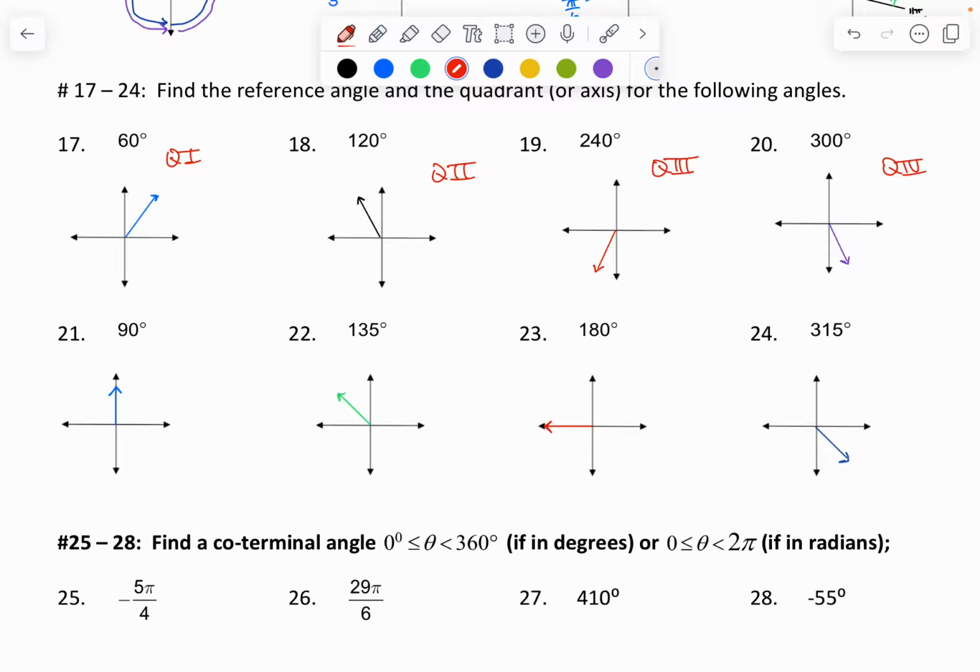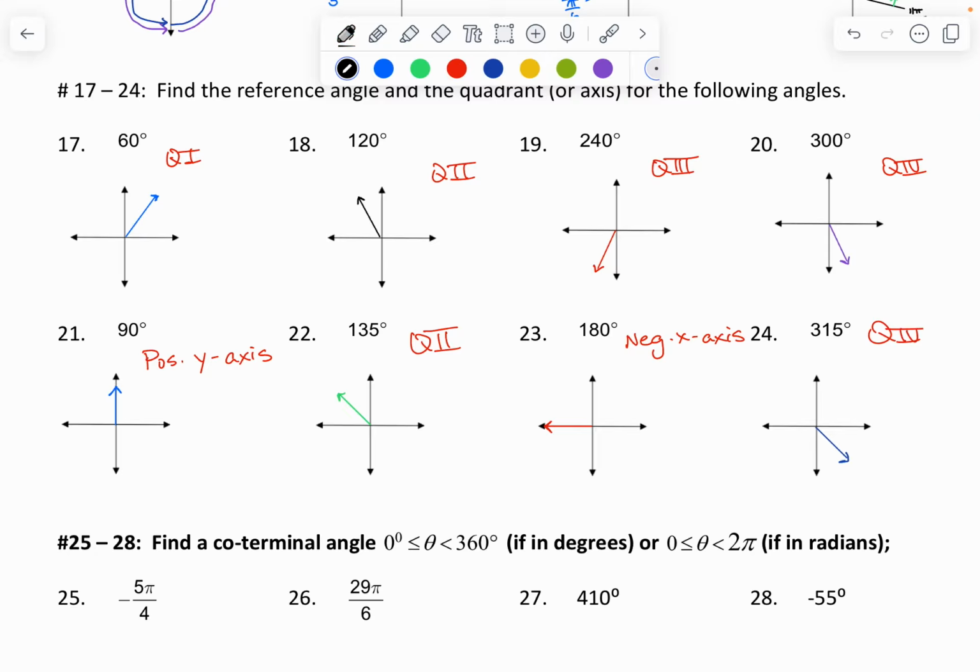The next thing we want to do is put their quadrant. So for our first row here, we've got a quadrant 1, 2, 3, and 4. For question 21, it's quadrantal, so we would say that it lies on the positive y-axis. 22 is in Q2. 23 lies on the negative x-axis. And 315 is in quadrant 4.